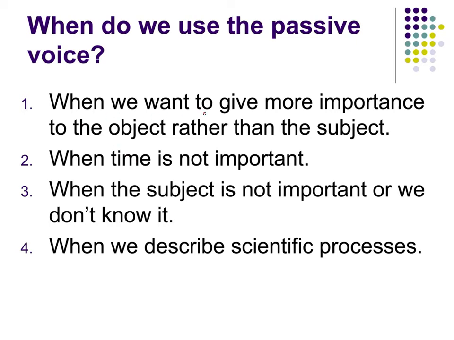Number 1, when we want to give more importance to the object rather than the subject. The object, we want to give it more importance. Number 2, when time is not important. Number 3, when the subject is not important or we don't know it. The last one, when we describe a scientific process.